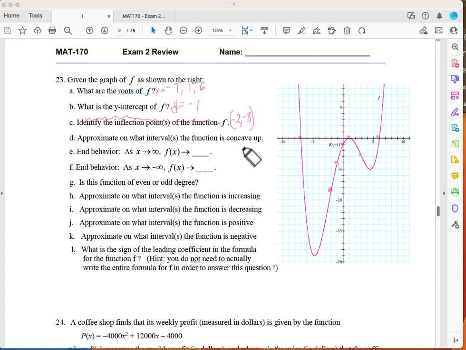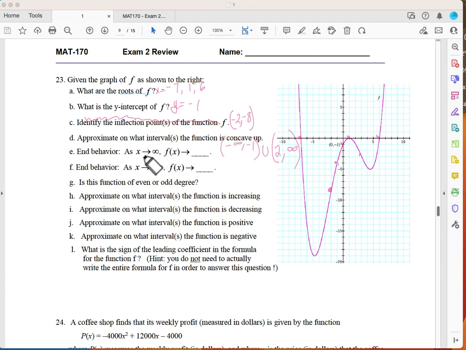Approximate on which intervals the function is concave up. So concave up is certainly from here to here. So basically it's always concave up back this way. So we're concave up from negative infinity until we get to the inflection point, which they say is negative 1. And then we're going to be concave up over here again. So that would be, as they're saying, from 2 to infinity. I would call it more like 3. But again, there's not a question on this.